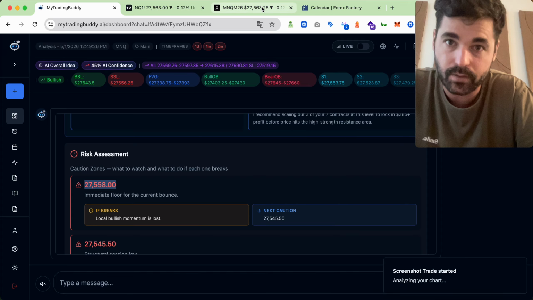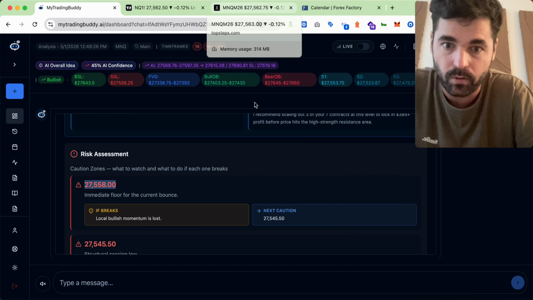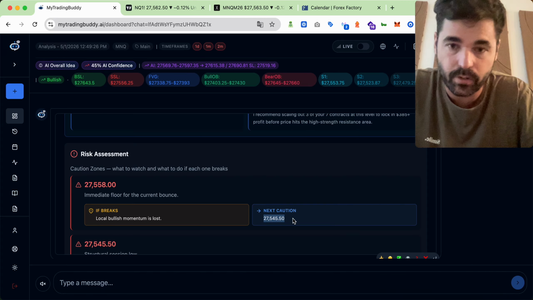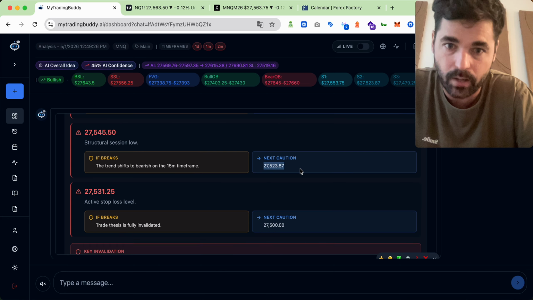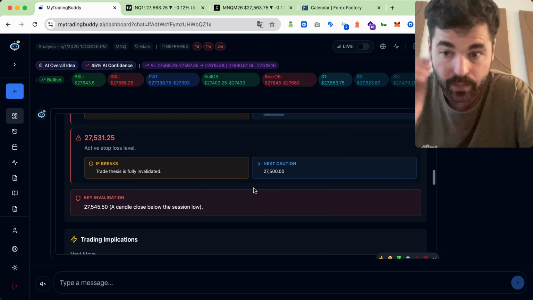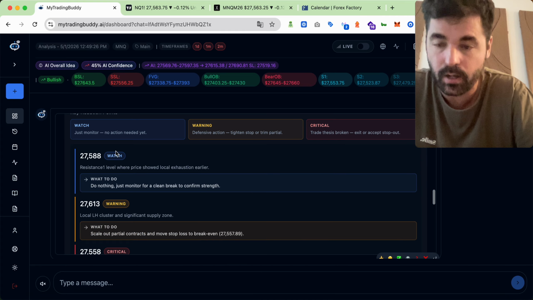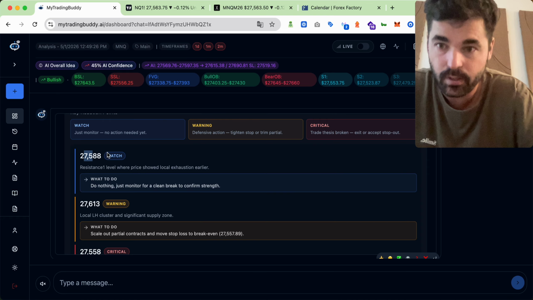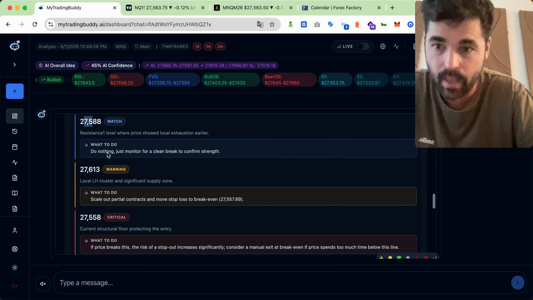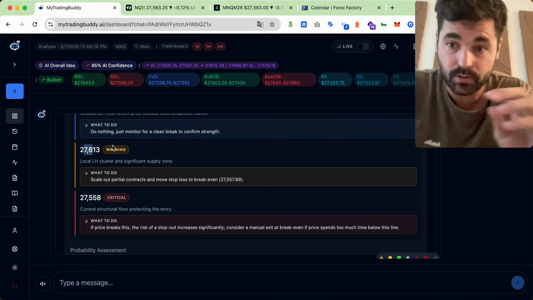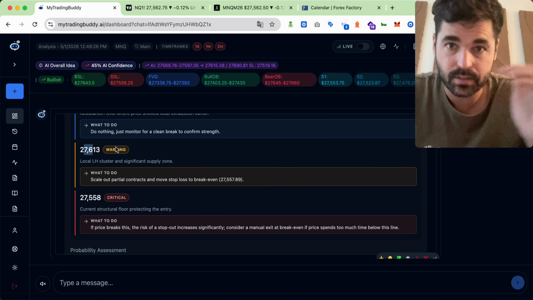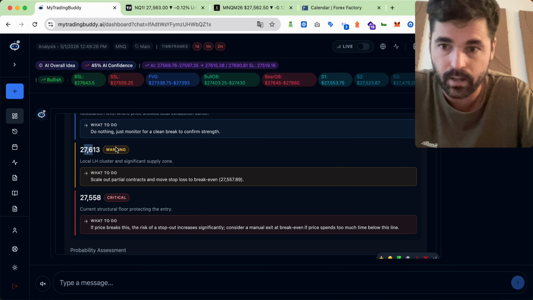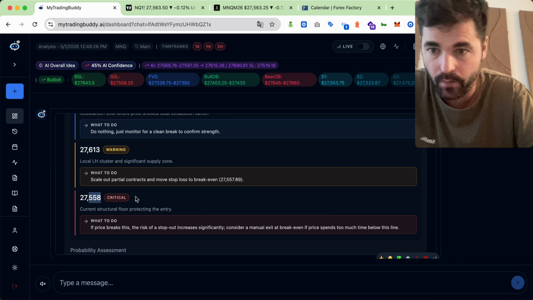So if 558 breaks right now, I have to be very careful. 545 could go down for that session low. If the session low breaks, it could go down to 520. And you can read all this information, like I need to watch 588, see what happens. This 613 is a critical or warning level because there was a lot of selling there previously when London had opened up. And then yeah, obviously 558.